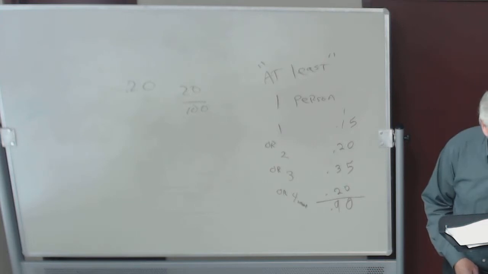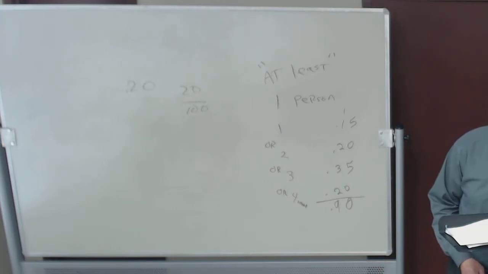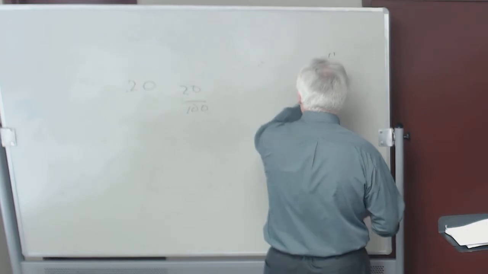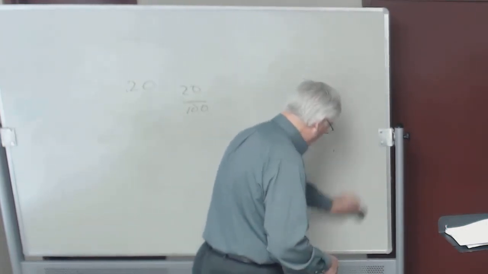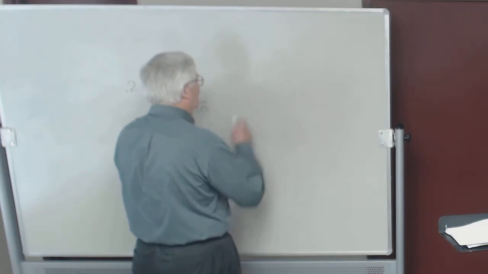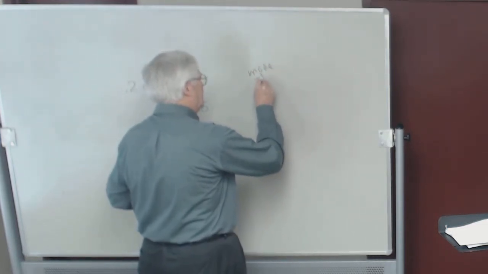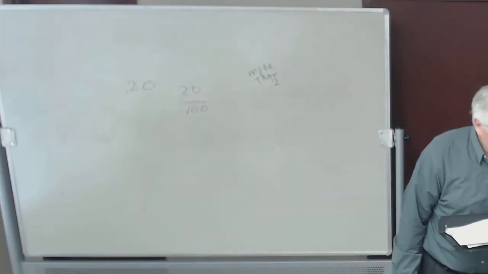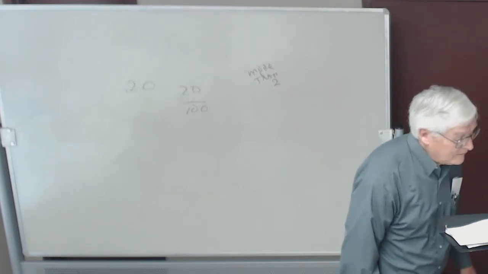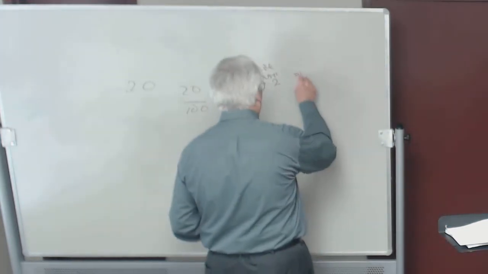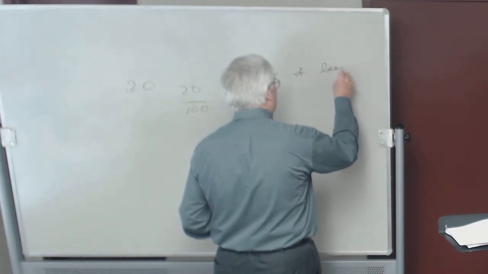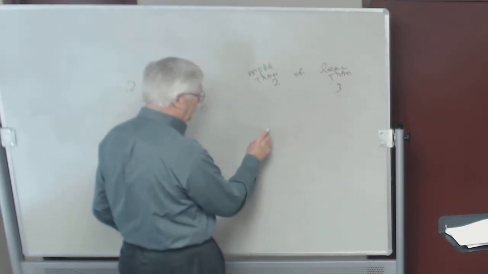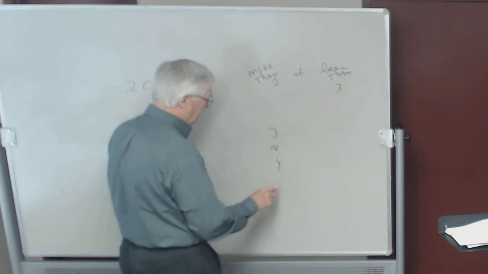Number 20. More than 2 people. So now I want more than 2, or what's the other possibility for number 20? Or fewer than 3, or less than 3. So more than 2 would be 3 or 4. Agreed?